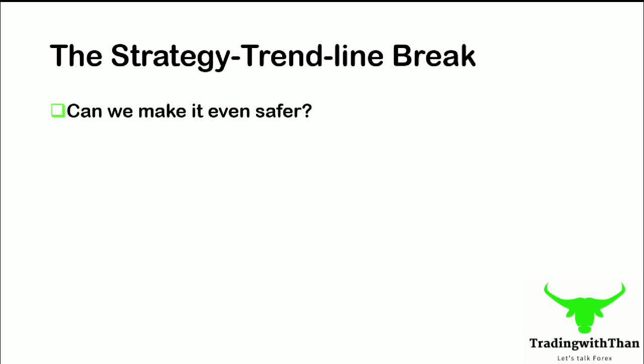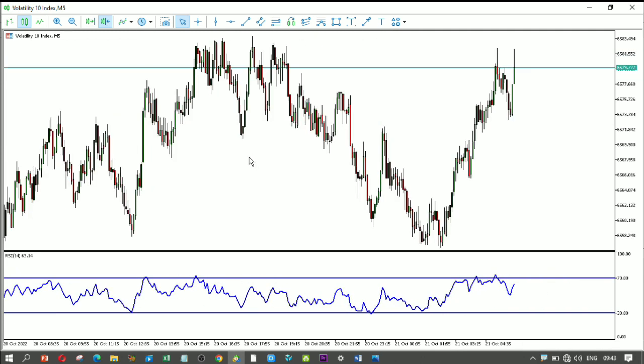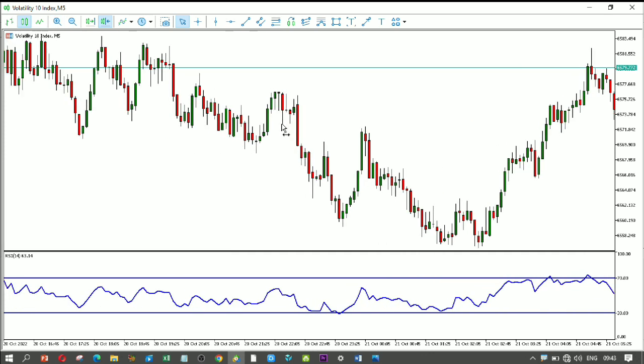Now let's go into the chart and I'll show you the strategy itself. Now this is volatility 10 index on a 5-minute time frame. So my strategy is simple. I'm trying to get big moves. So for me to get big moves, the best way is look for reversals, right? So how do I see a reversal?